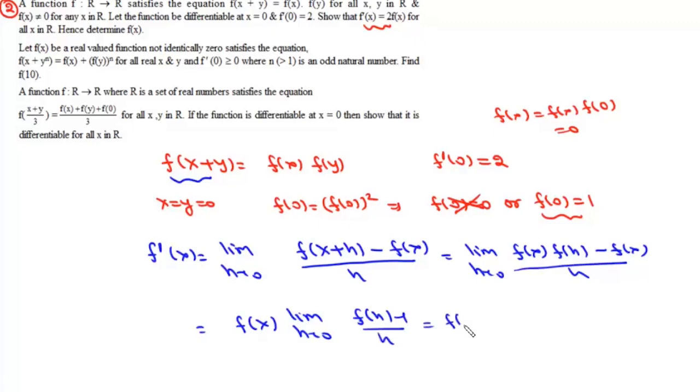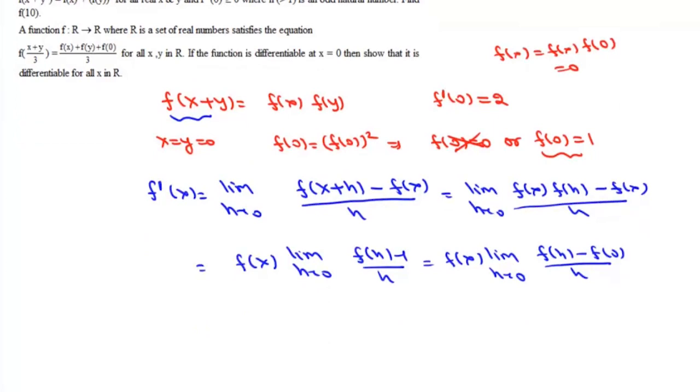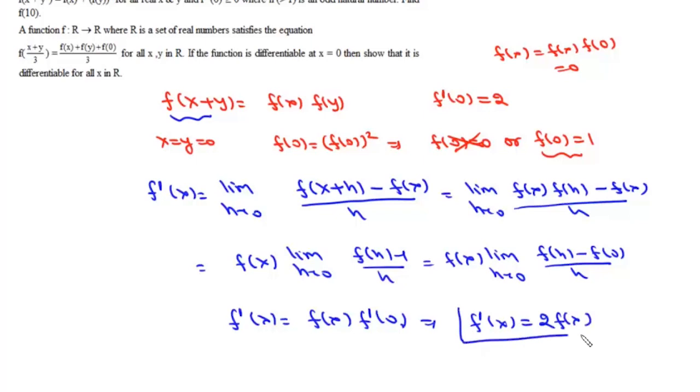Now we can also write this as f(x) and then this limit h tends to 0. Now this is f(h) minus, and we can write this one as f(0). So it will be (f(h) minus f(0)) upon h, which is nothing but f'(0). So we can write this f'(x) as f(x) into f'(0), and f'(0) is 2. So from here we can say this f'(x) will be 2 times f(x), and this is what we need to prove.